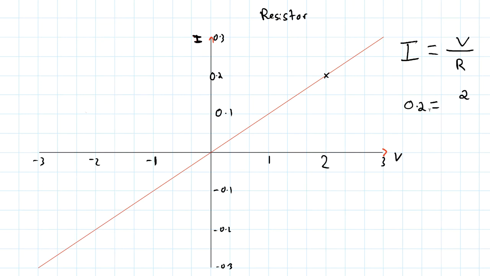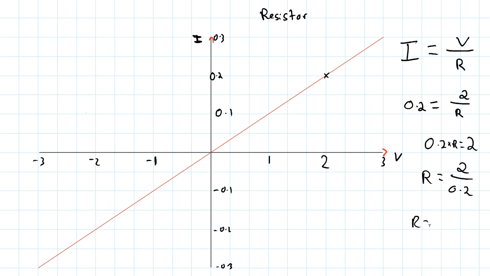Okay, 0.2 is equal to voltage over resistance, and resistance is the thing we don't know. Now I need to rearrange this to get resistance. If I times both sides by R, I'll get 0.2 times R equals 2, because I've just moved it to the other side. And now we move the 0.2 over by dividing it, because this is times, so you do the opposite. Resistance is therefore equal to 2 divided by 0.2.